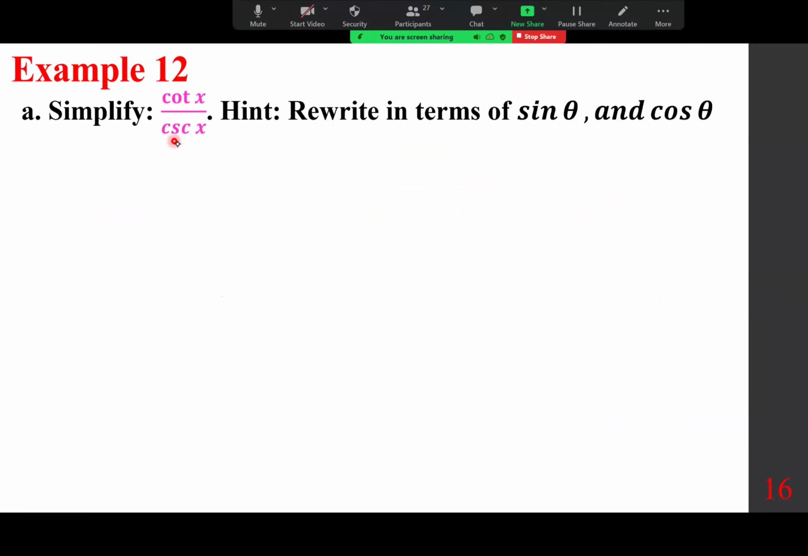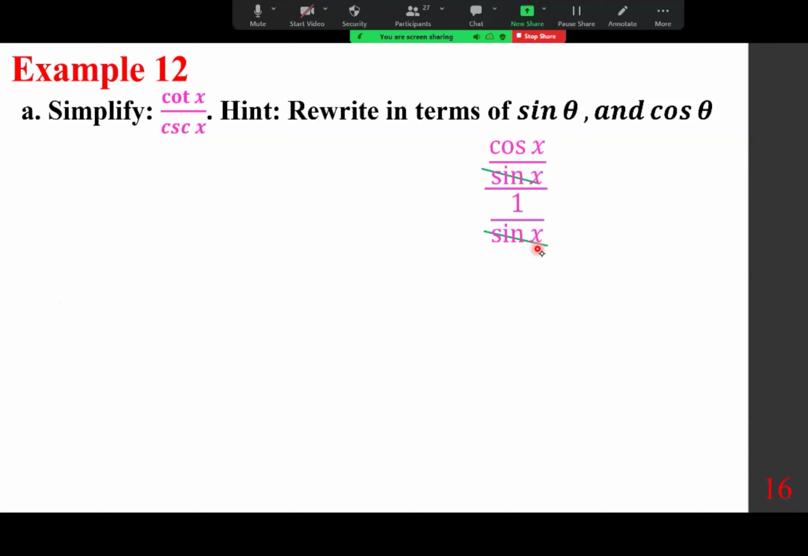Simplify cotangent over cosecant. When that happens, always go with sine and cosine, even if they don't mention it. Cotangent is cosine over sine, cosecant is 1 over sine. If you have a complex fraction and the denominators are identical, you can drop them. And the answer is cosine x.